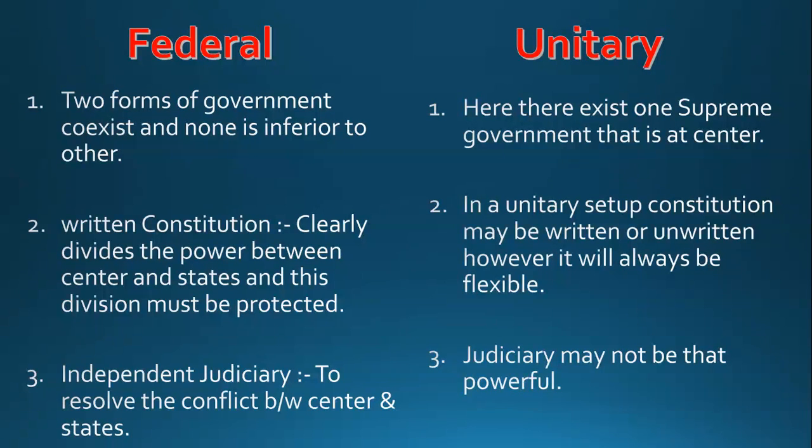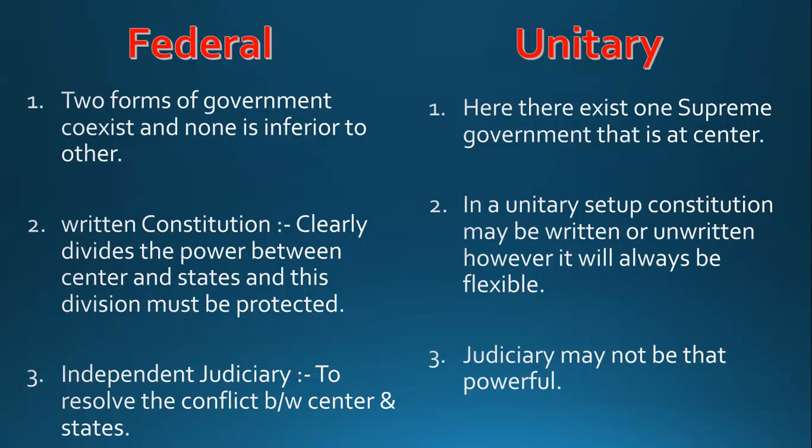But friends, what happens in a unitary setup is that the judiciary may not be that powerful. Why? Because in a unitary setup, who is most powerful? In any unitary setup, the legislature is most powerful. Why? Because the legislature has the control of the constitution in its hand. The legislature can change the constitution whenever it wants. Any law of the legislature will become part of the constitution. Means the legislature has all the power to amend the constitution. So the legislature is most powerful in any unitary setup, and the judiciary is less powerful than the legislature. So the judiciary is not that powerful in a unitary setup.